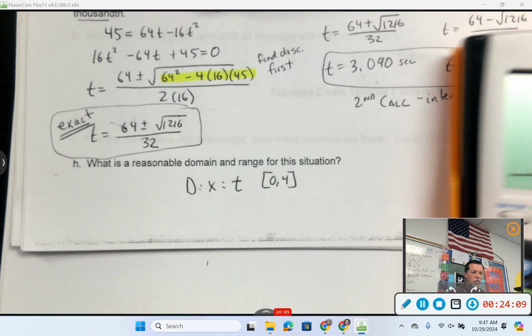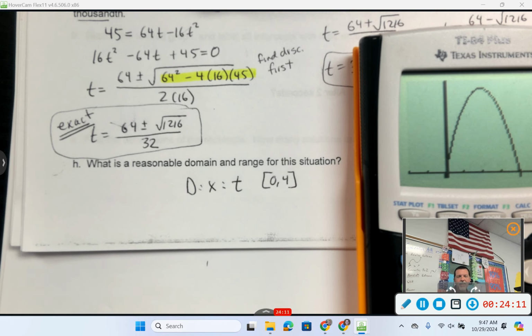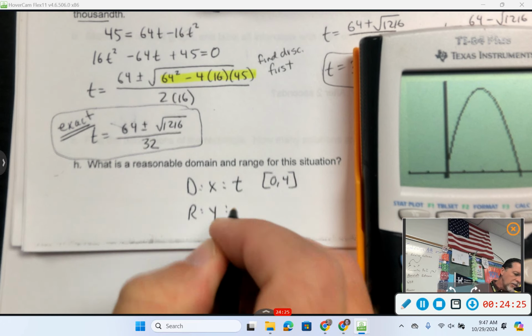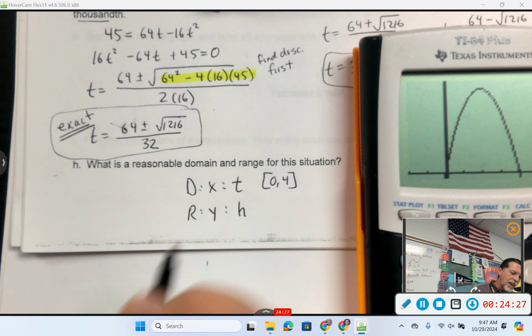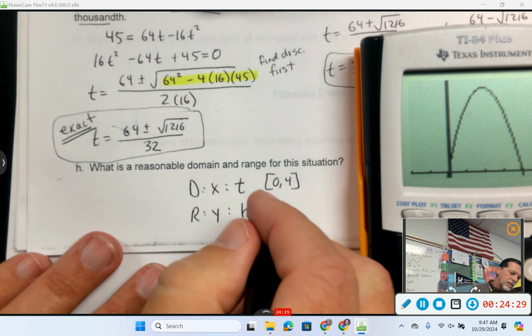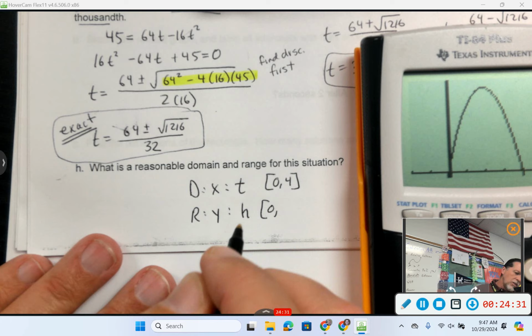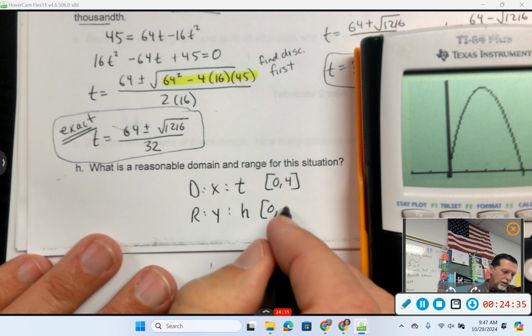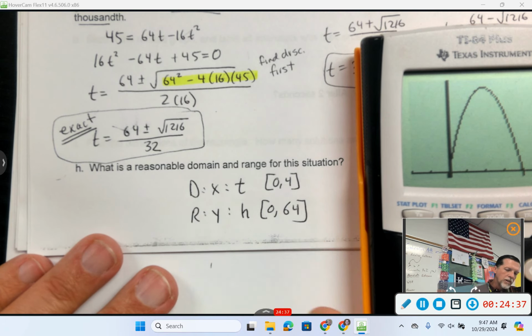Because prior to 0, nothing has happened yet, even though there's a graph there. After 4, we've hit the ground. So again, the calculator doesn't know that this is a word problem and know where to stop. It just keeps going, but we know that we're stopping at 4. Range of the y values, in this case it's the h's. It starts at 0, and we already said it went up to, looking up the rest of the page, 64.